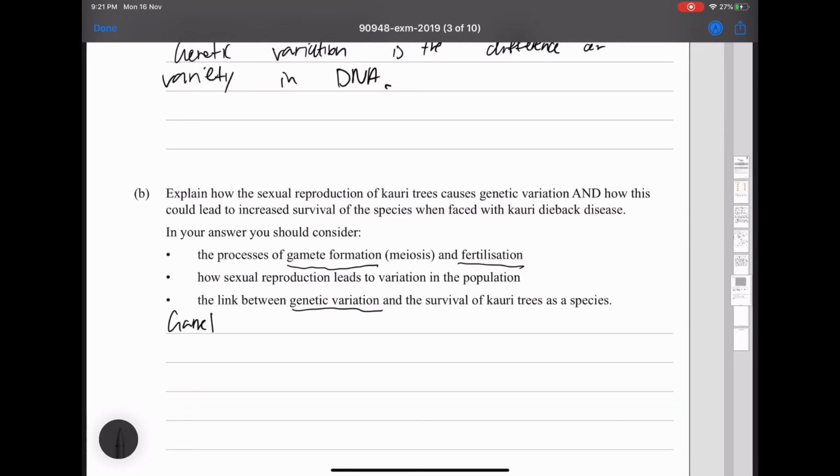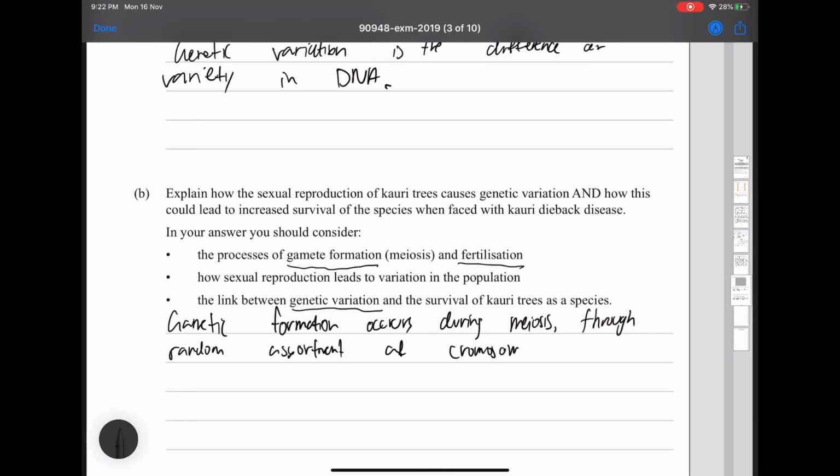So we can say gamete formation occurs during meiosis through random assortment. This is the random assortment of chromosomes. Random assortment of chromosomes. Crossing over of chromosomes.